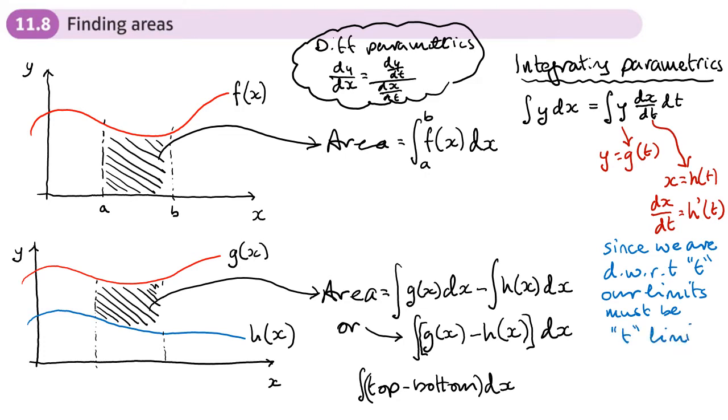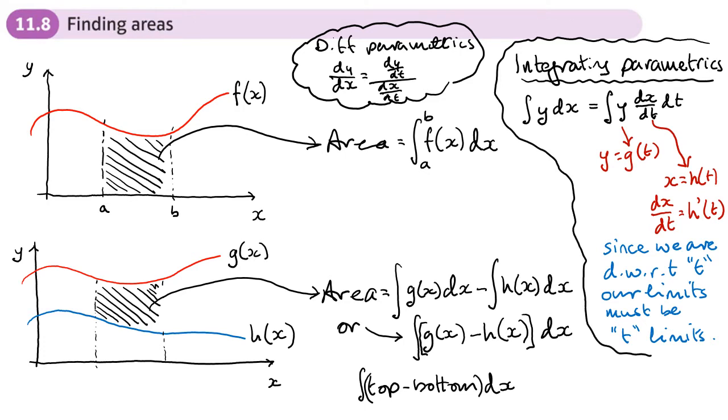So that covers everything in this section. Finding areas, whether it's underneath a single curve or between two curves, integrating parametrics, and it could now cover finding area. It could be any of the methods that we've done so far: reverse chain rule using patterns, partial fractions, integration by parts, trig identities. It could be any of those.